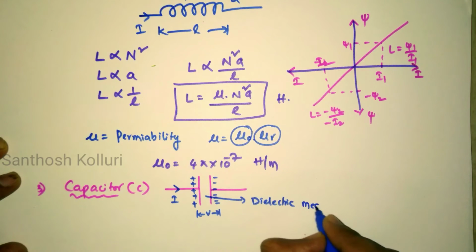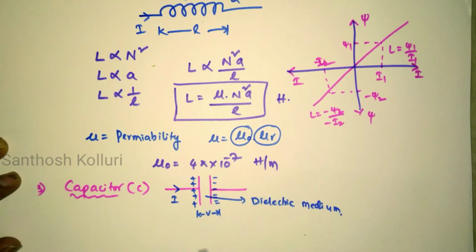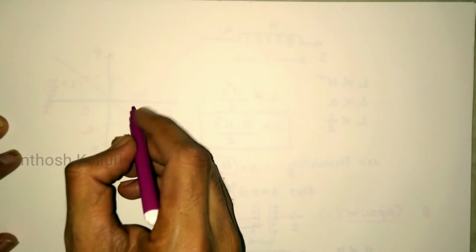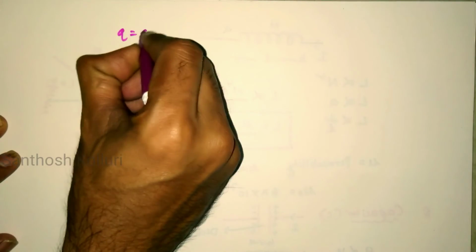The dielectric medium has two plates, a positive plate and a negative plate. Here the charge is directly proportional to the applied voltage, and it can be written as Q equals C into V coulombs, where V is the applied voltage. So we know that Q is equal to C into V.